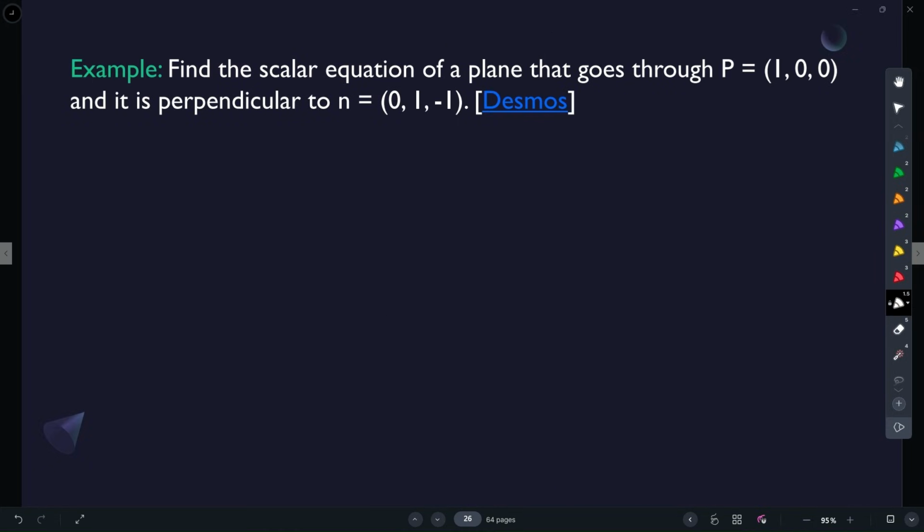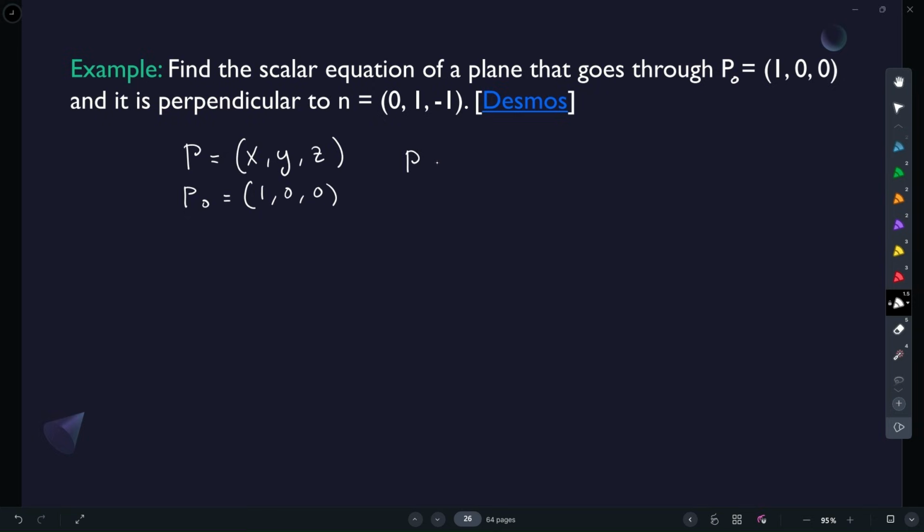Okay, here's an example. Let's find the scalar equation of a plane that goes through P, that is 1, 0, 0, and it is perpendicular to the vector n = 0, 1, minus 1. So here we have this would be our P naught in the other notation. So the position of P is just the unknown x, y, z. The point P naught is the point 1, 0, 0.